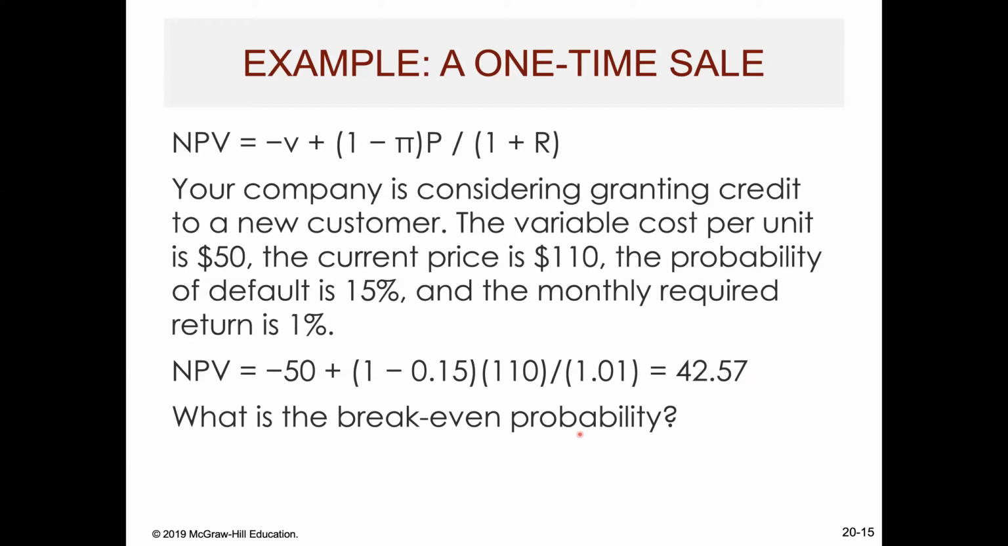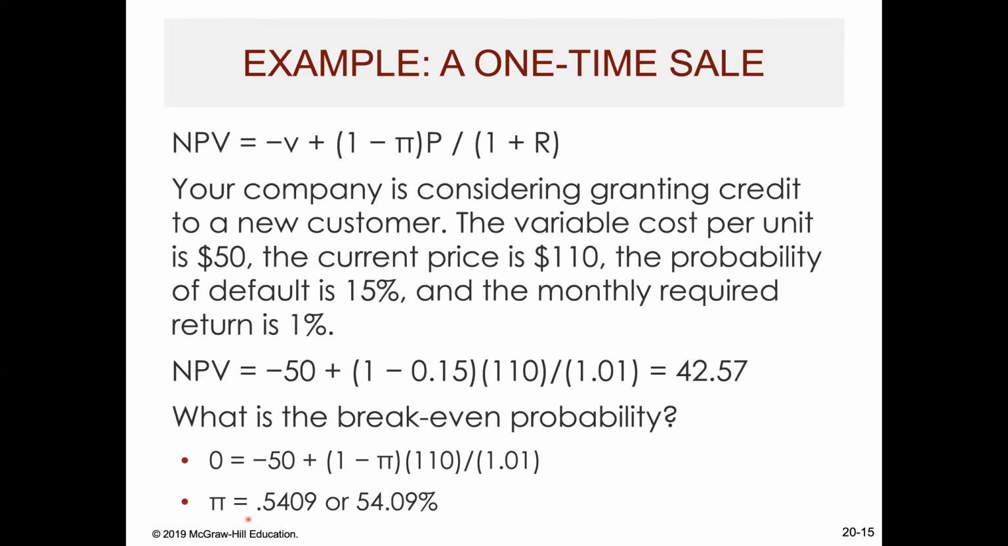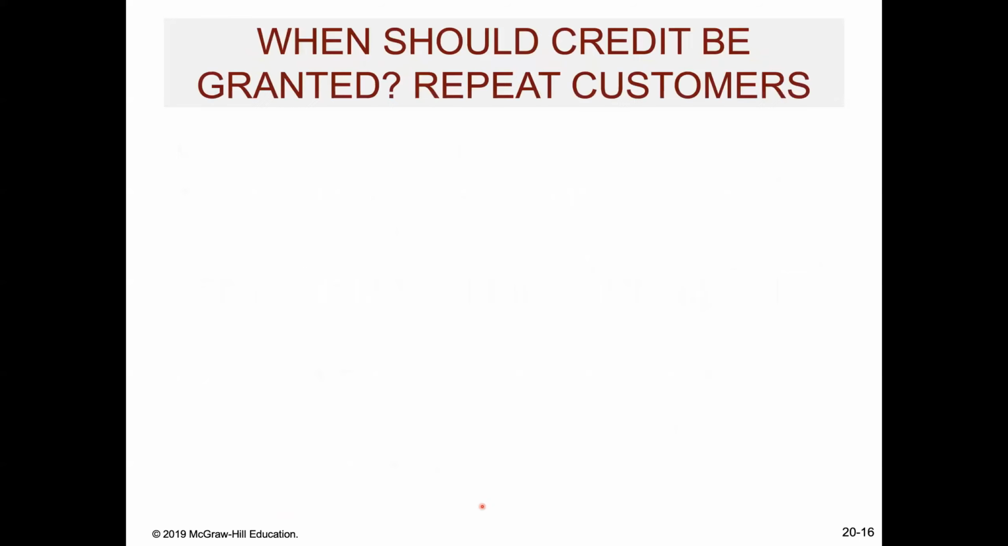So what is the break-even probability? How high could this probability of default be before we stop offering credit to customers? Well, what we do is we set NPV to 0. So what we're trying to do is solve for pi, which is the probability of default. So we plug everything else in, set this equal to 0, and we solve for pi. So in this case, pi, the probability of default, could be as high as 54.09% before we stop granting credit to customers. So that's a pretty good situation to be in.